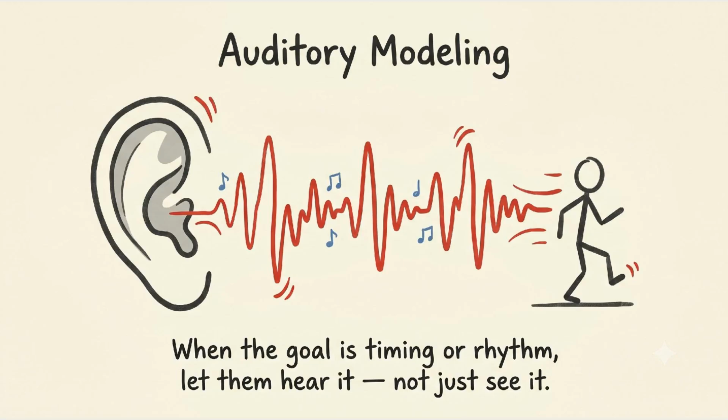When the thing to be learned is timing, put it in the learner's ears, not just in front of their eyes. The beat lives there. So before you demonstrate visually, ask whether the heart of this skill is a shape or a rhythm, because that answer can change which sense you teach to.